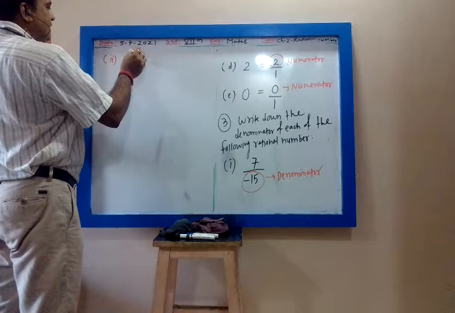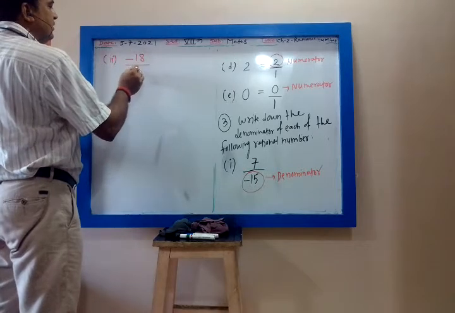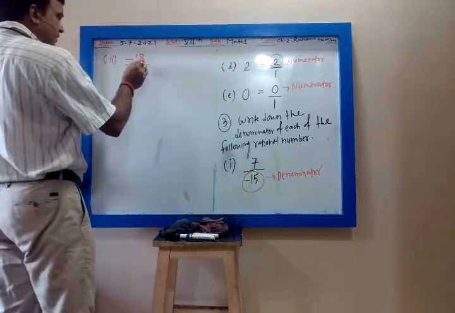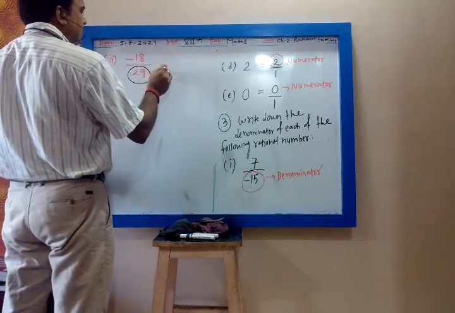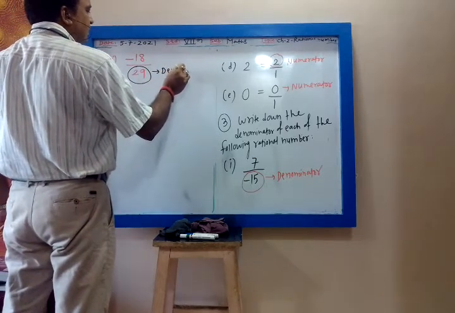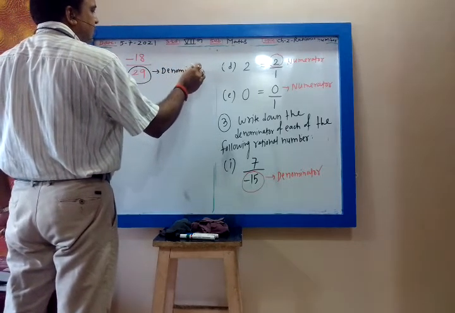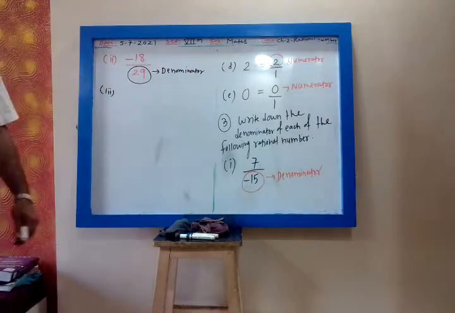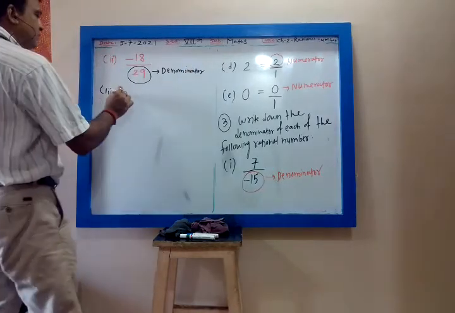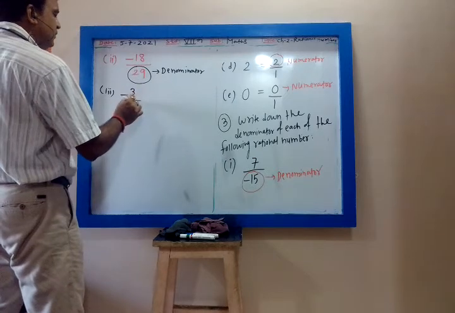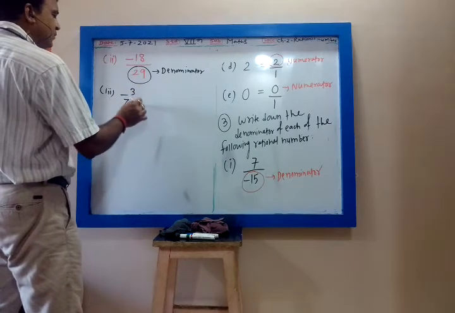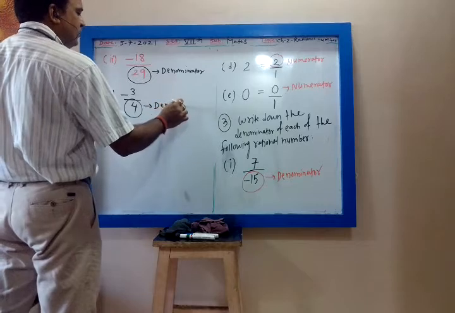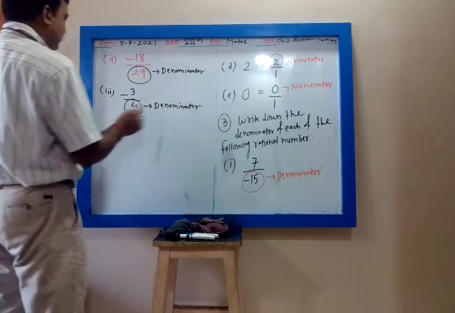Then second, minus 18 upon 29. What is my denominator? 29. Yes, so 29 is my denominator. Then third one, minus 3 upon 4. What is my denominator? 4. 4 is my denominator.